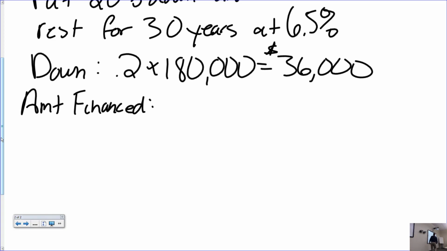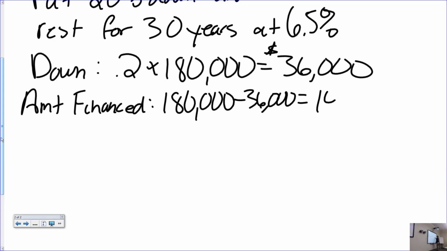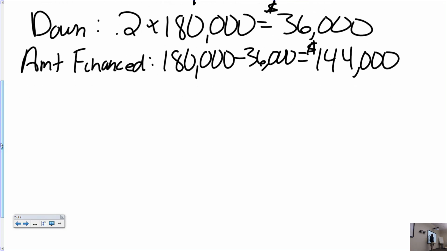144,000. 180,000 minus 37,000. How else could we calculate 144,000 if we wanted to? 180 times 0.8. Complements, folks, right? If you're putting 20% down, how much is left? 80%, so multiply by 0.8 if you want. Realize you can always go the other route. All right?